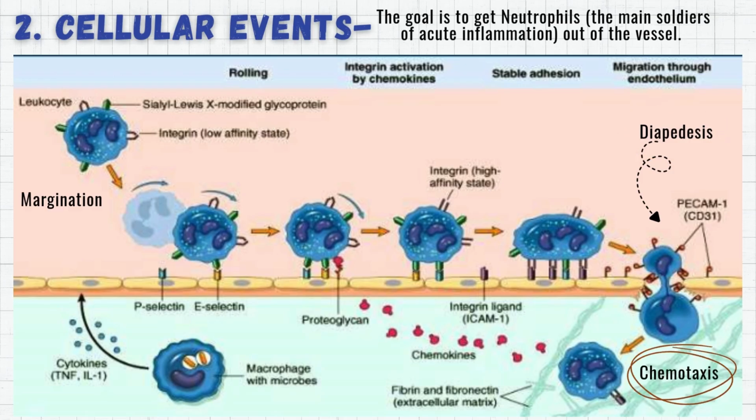Chemotaxis. The WBC moves along a chemical gradient in the tissues towards the site of the stimulus to find the exact location of the bacteria or dead cells. The main chemical signals, or chemoattractants, are C5a from the complement system, LTB4 from leukotrienes, and bacterial peptides.